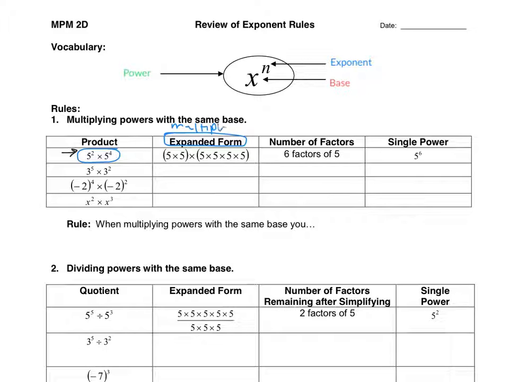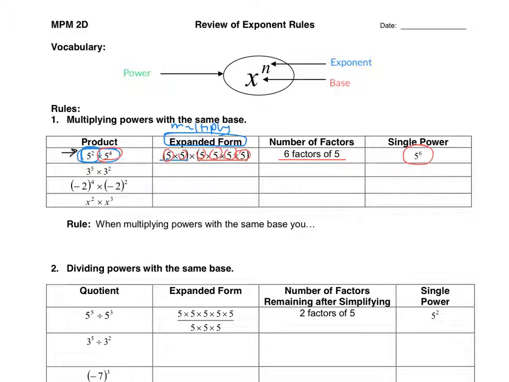So we have 5 to the exponent of 2. That means I've got 5 times 5, or 2 factors of 5. And then 5 to the exponent of 4, that is 5 times 5 times 5 times 5. And then collectively, that makes a total of 1, 2, 3, 4, 5, 6 factors of 5. So factors are things that get multiplied together. Factors is a term that we're going to be using a lot throughout this unit. We've got 6 factors of 5, which then as a single power can be written as 5 to the exponent of 6.